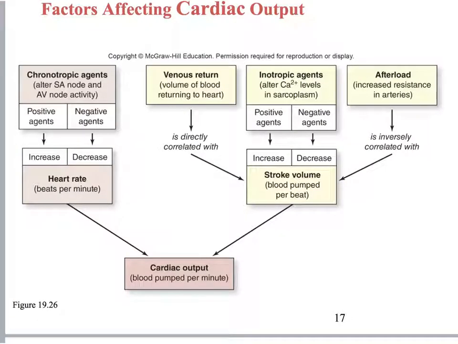This is in your text, and shows you the chronotropic agents, positive and negative. They change heart rate. Venous return, inotropic agents, afterload, they work on stroke volume. These things are not necessarily mutually exclusive. Some of this stuff will work over here. The sympathetic and parasympathetic nervous systems can be classified in both chronotropic and inotropic categories.